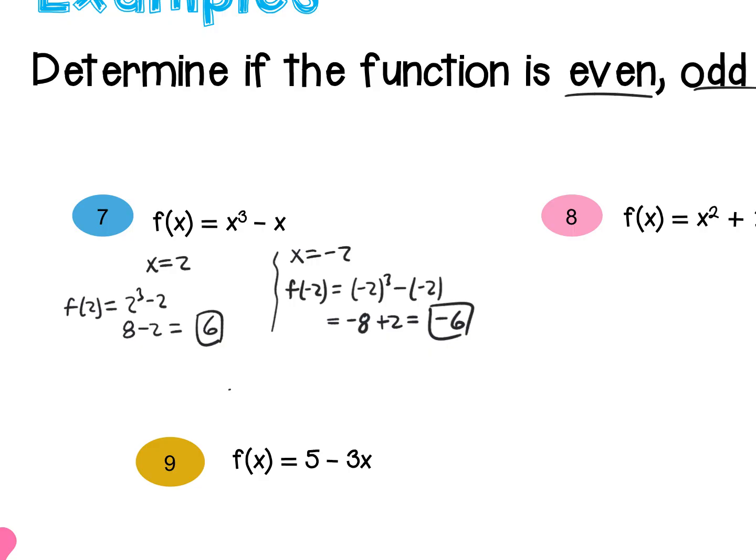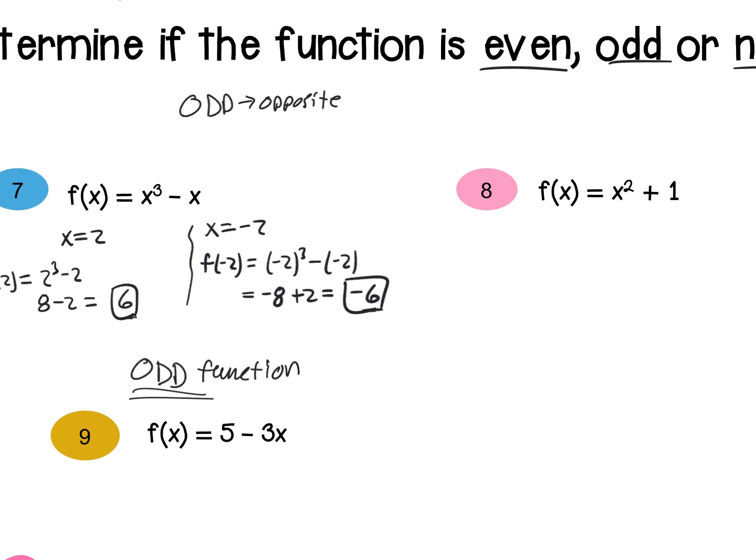If they are opposites, then it is an odd function. Odd, opposite. Think odd, opposite. So I'm looking for opposite signs. That's all the information that we really needed to find. As long as we get the exact same number, just one is opposite of the other, then it's an odd function. And that also means that it has origin symmetry. So if I rotate this function 180 degrees, it's going to look exactly the same.